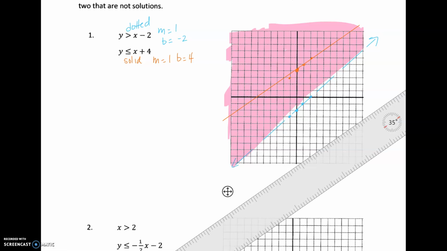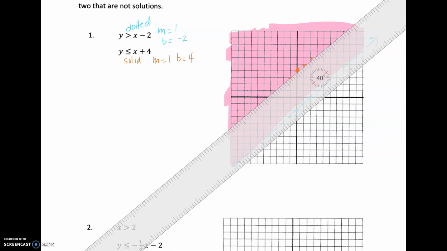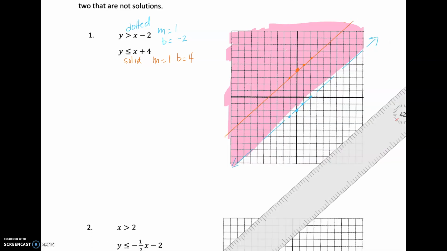What do we know about these lines? They have the same slope but different intercepts. So that means that they're parallel lines. So that makes sense that they're not overlapping. All right, now let's look at where we're shading.